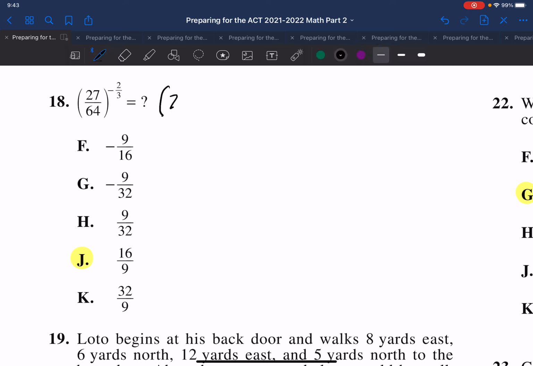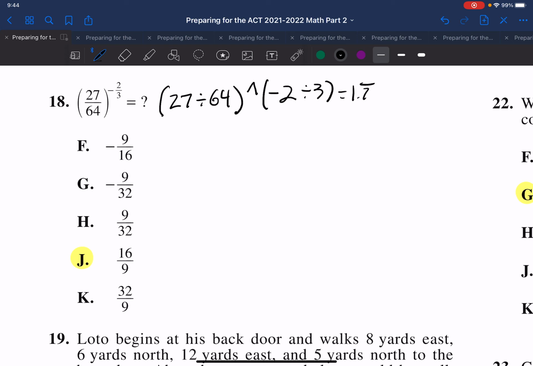Parentheses, 27 divided by 64, close the parentheses. Then use the caret. Now, you need to put this whole thing in parentheses to understand that this whole thing is an exponent. Negative 2 divided by 3. That's how you have to enter this in order for the calculator to understand what it is you're trying to do. Now, when you do that, you get 1.7 repeating.